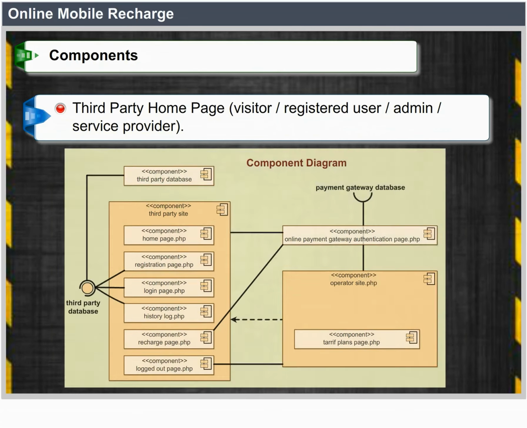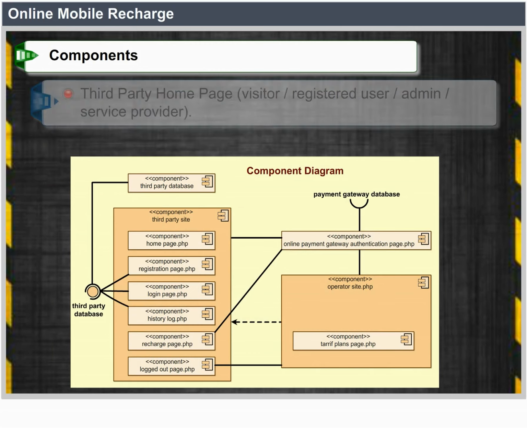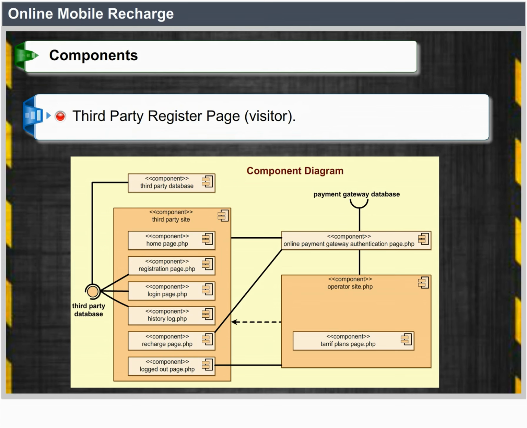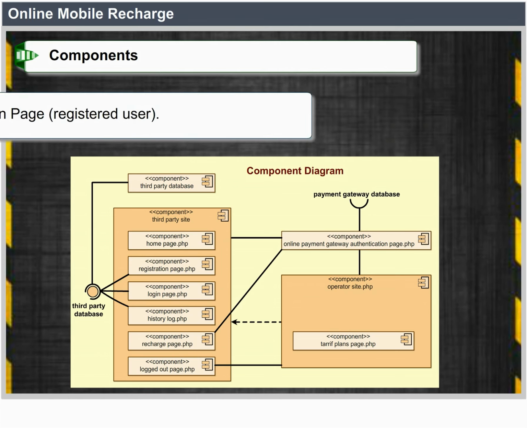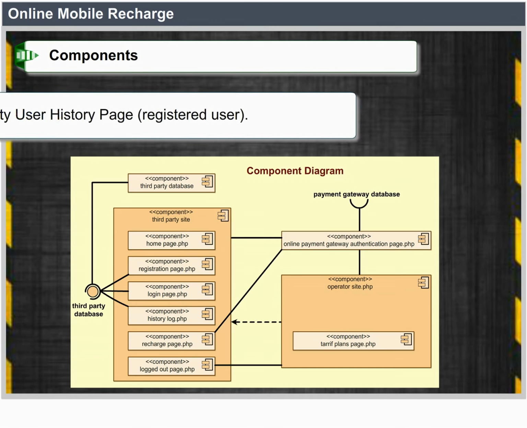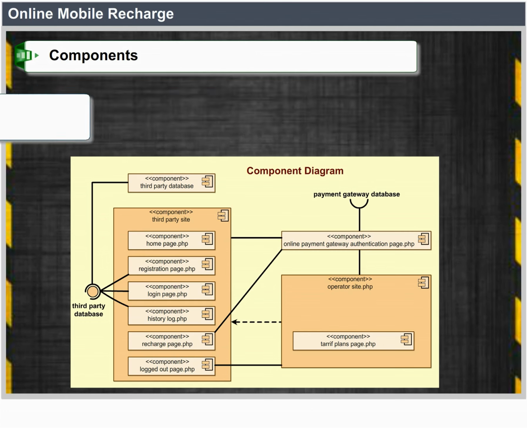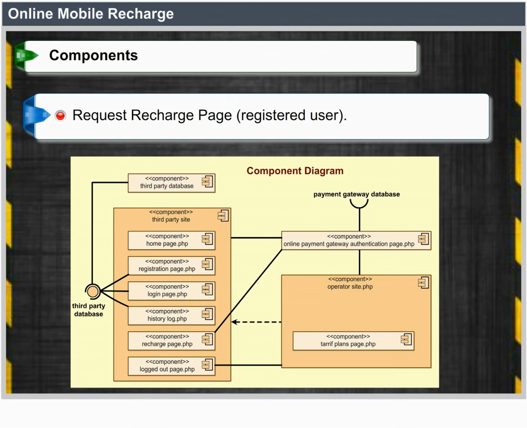Components. Third party home page: visitor or registered user or admin or service provider. Third party register page: visitor. Third party login page: registered user. Third party user history page. Request recharge page: registered user.